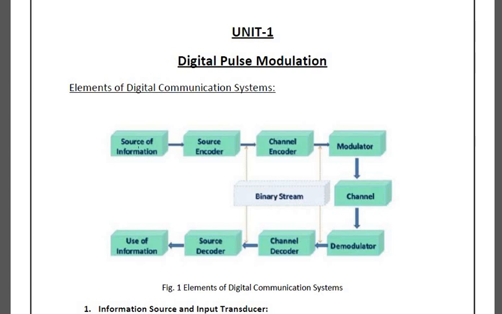Whereas the demodulator converts the waveforms back into the bit streams. Again, the channel decoder will separate the extra bits that we have added. Source decoders again convert your digitalized data into the normal data that we sent at the transmitter side from the information source. So here at the destination we will receive the original data. So this was actually the elements of digital communication.